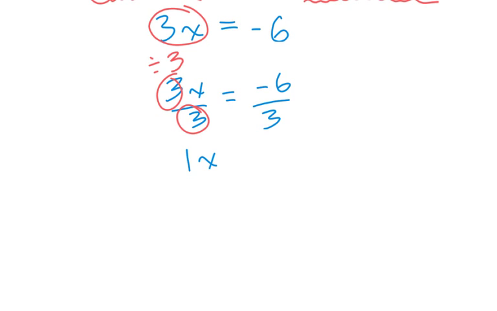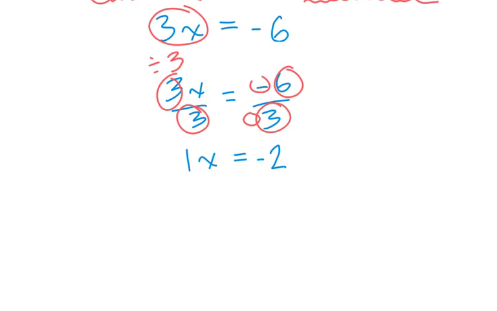2x. Over on the right side, you have negative 6 divided by 3. The first thing you want to do is look at the numbers. 6 divided by 3 is 2, and when you have a negative number divided by a positive number, your answer is going to be negative.